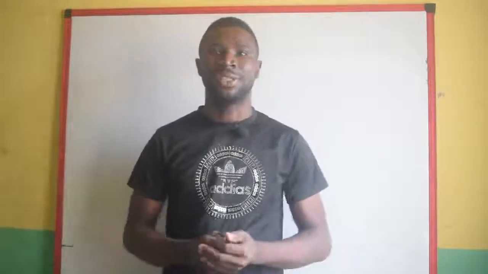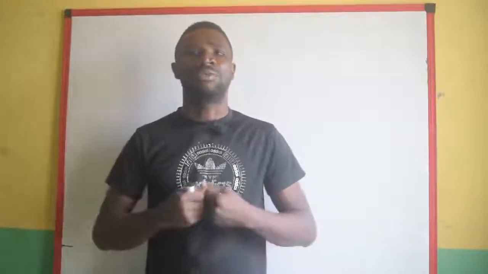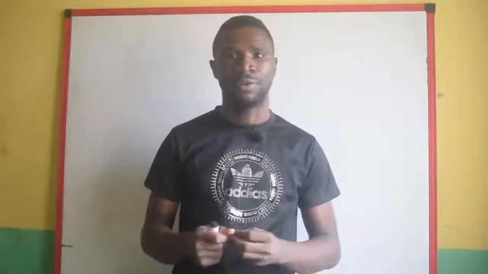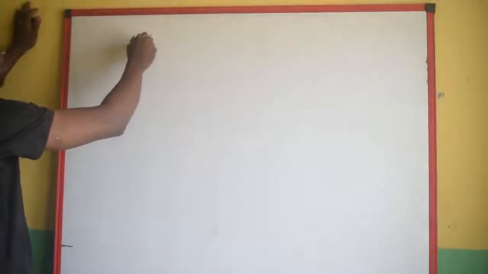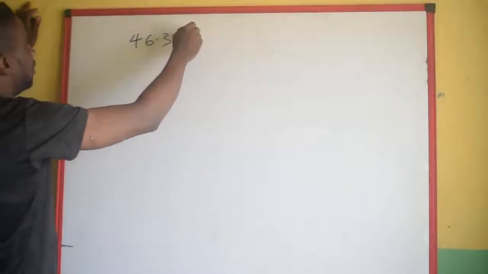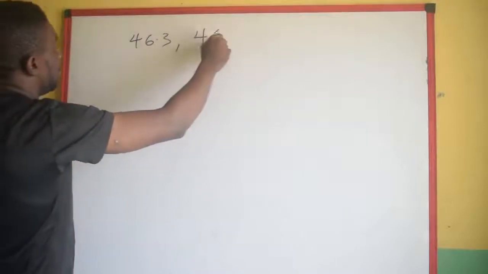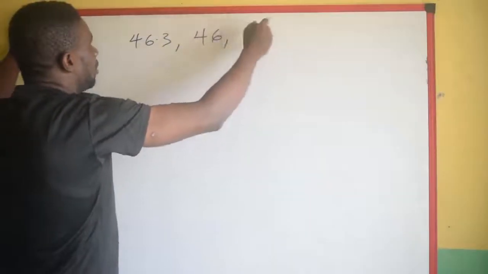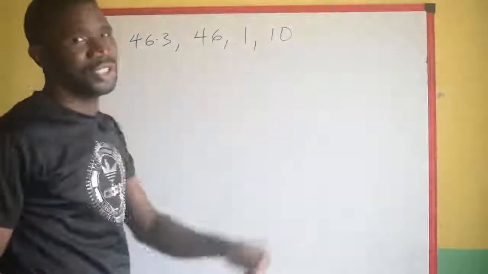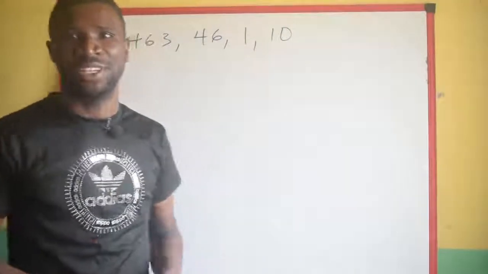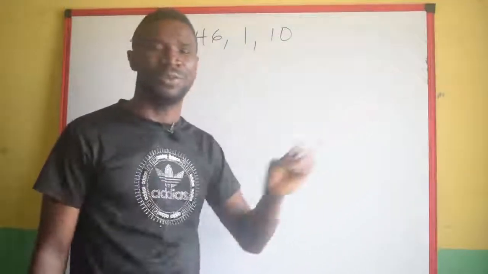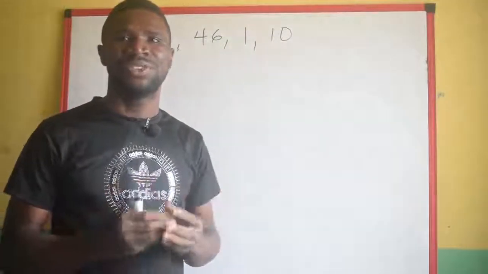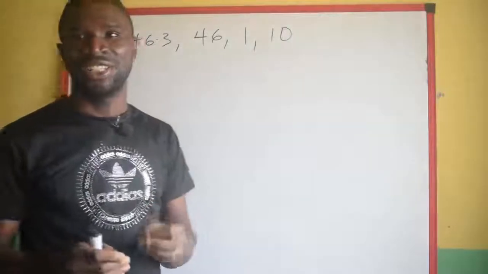So it appears that what we have been handling in mathematics so far has been in ordinary form. Let's say we have 46.3, we'll have 46, we'll have 1, we'll have 10, any number of such. All these numbers are said to be in ordinary form. If I ask you to say from 1 to 100 or from 1 to 1 million, if you continue saying it, those numbers are in ordinary form.